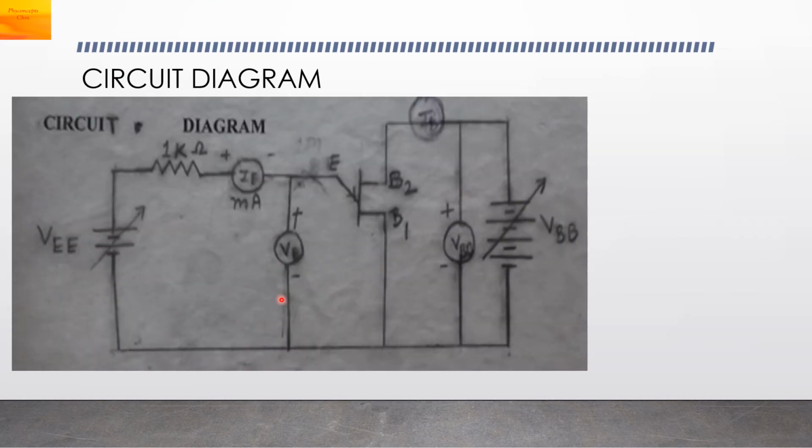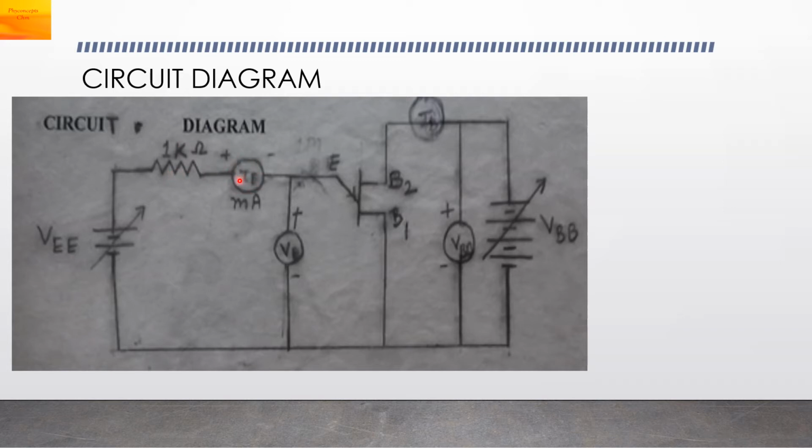This is the circuit diagram. This is the UJT with its three terminals. This is the emitter, this is base 1 and this is base 2. We apply two supply voltages. One is the emitter supply VEE, the second is VBB. There is a 1 kilo ohm resistor connected to the emitter.